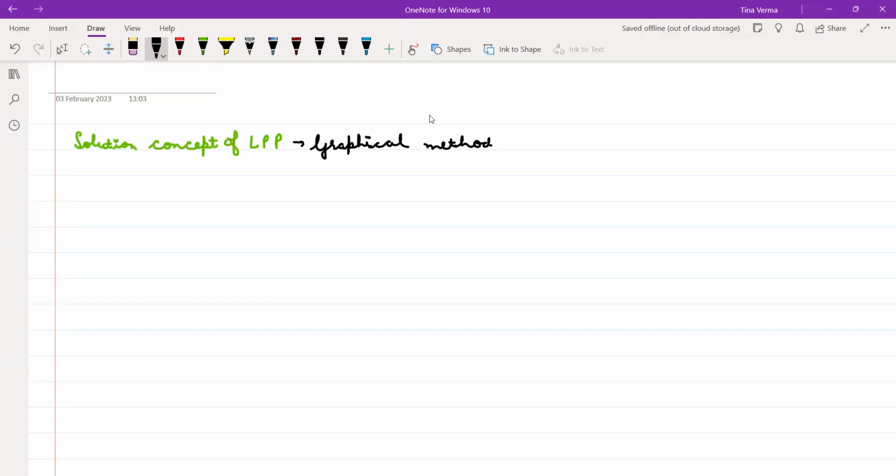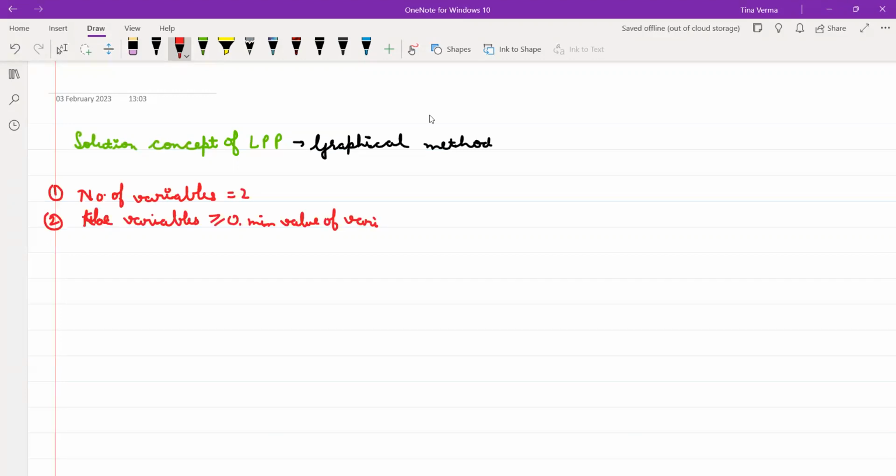When we want to use the graphical method, the one thing is that the number of variables we are dealing with should be 2. And because we restrict to the first quadrant, the variables should be greater than or equal to 0. That means the minimum value of the variable should be 0, right?